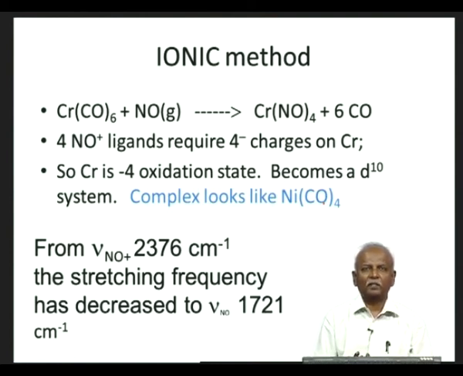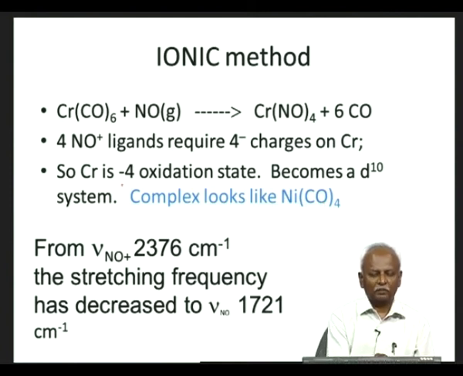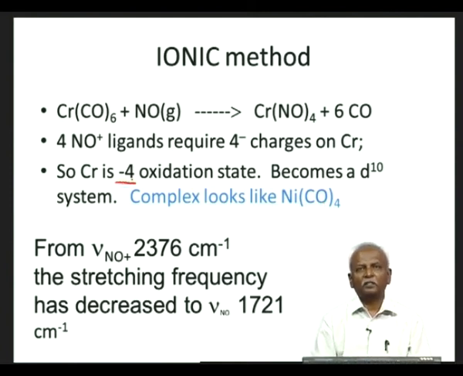Since NO plus is isoelectronic with carbon monoxide, let us make it NO plus. So, if there are 4 NO plus ligands around the chromium, we need 4 negative charges on the chromium. So, chromium must be in the -4 oxidation state. If chromium is in the -4 oxidation state, it has already got 6 electrons. So, we add these 4 electrons to the 6 electrons on chromium, and we end up with a d10 system.